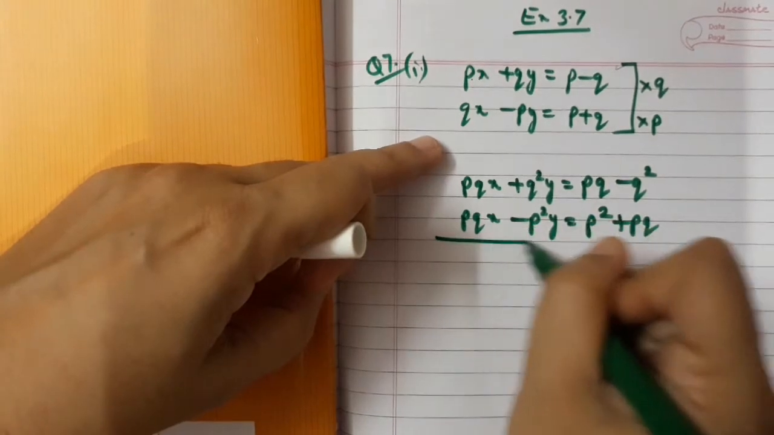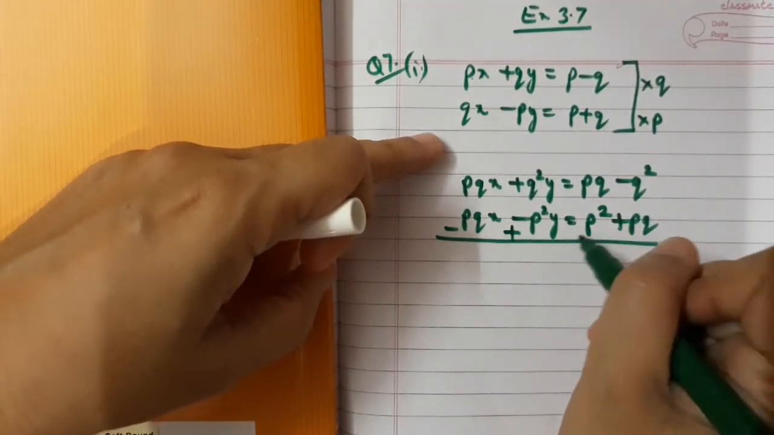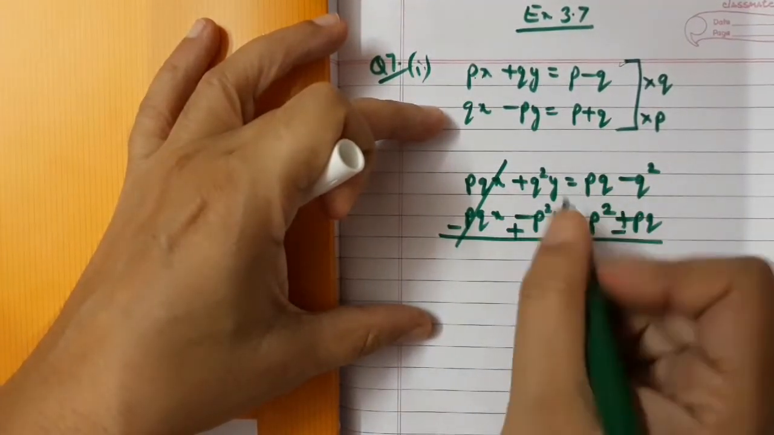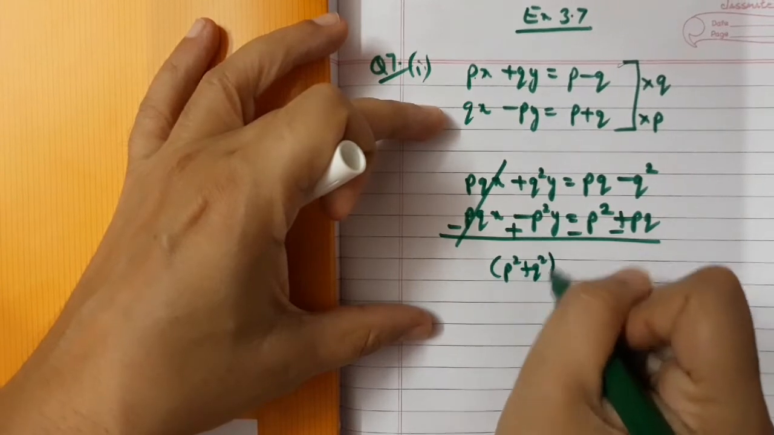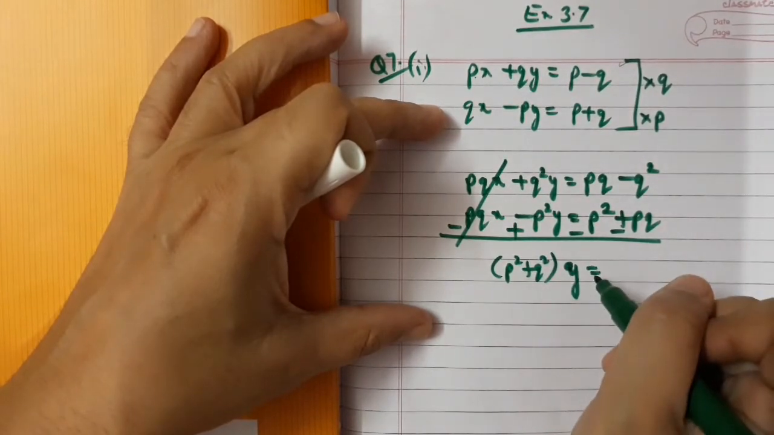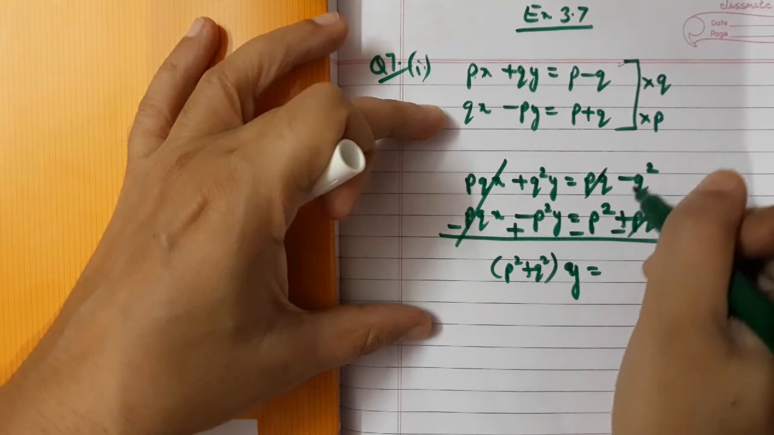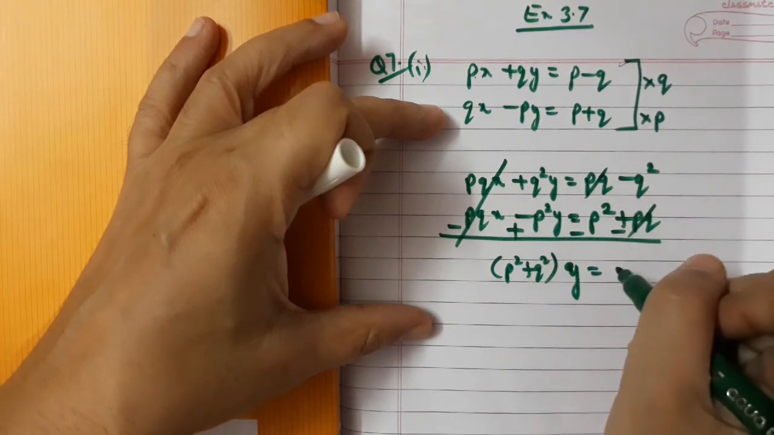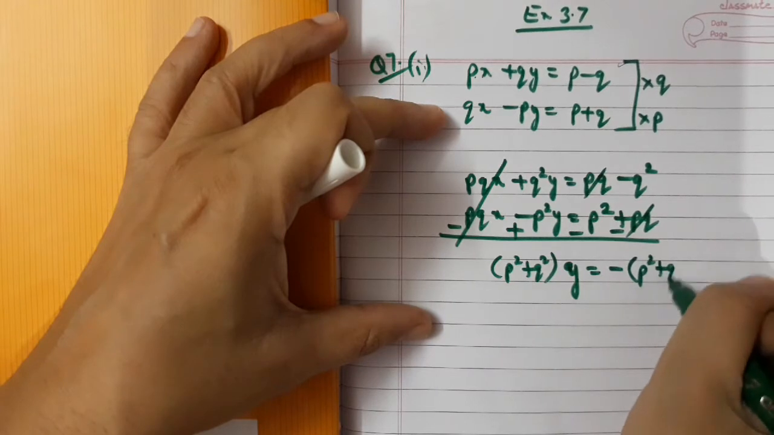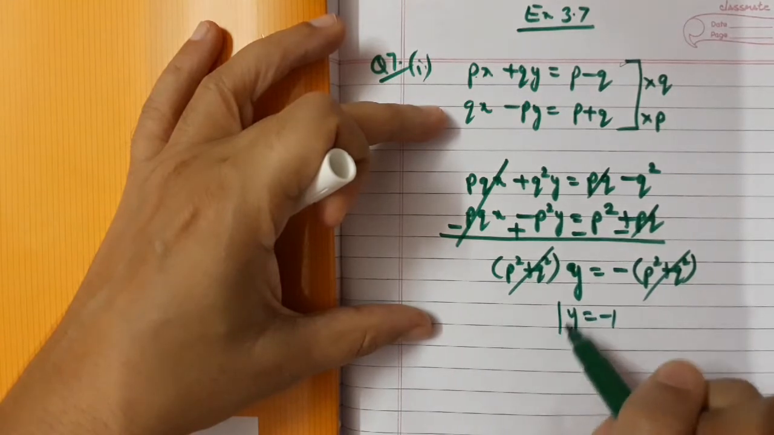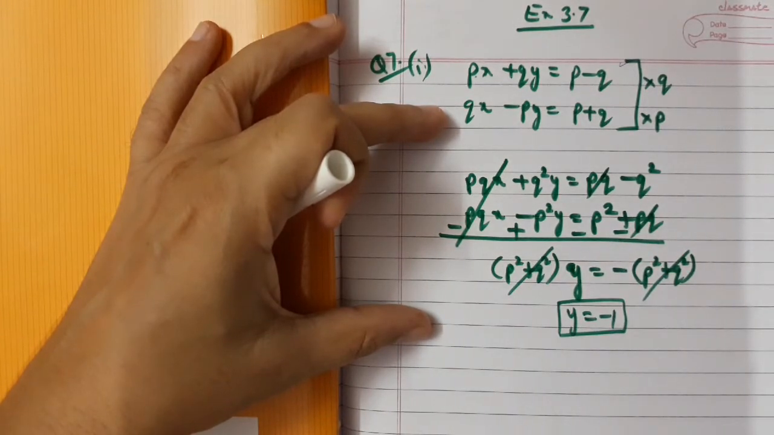Now we subtract the two equations, so this becomes minus, plus, minus and minus. This cancels and over here this becomes p square plus q square into y is equal to, from here pq and minus pq gets cancelled and we obtain minus p square minus q square. So we can take out minus common and we obtain p square plus q square. So from here p square plus q square and p square plus q square get cancelled and the value of y comes out to be minus 1.